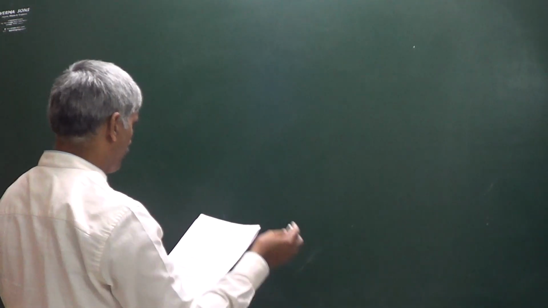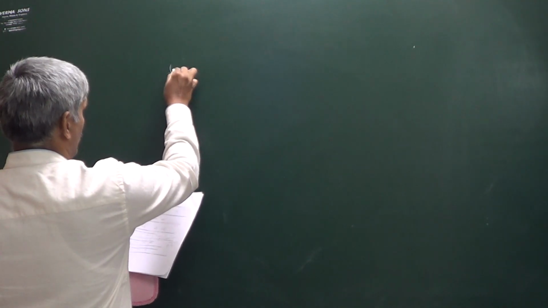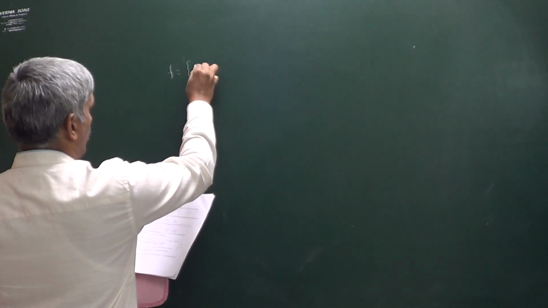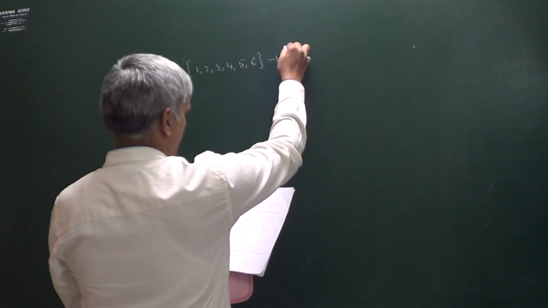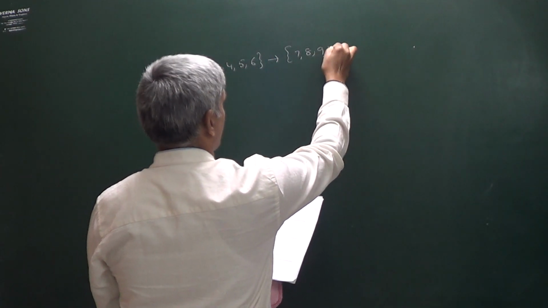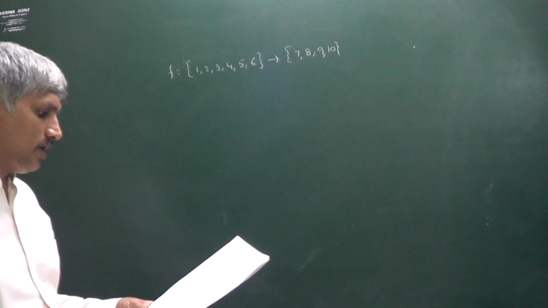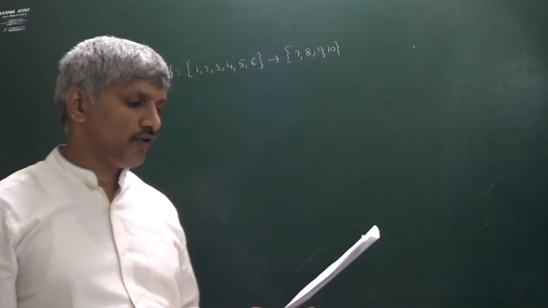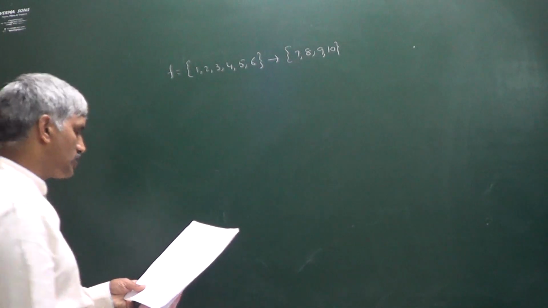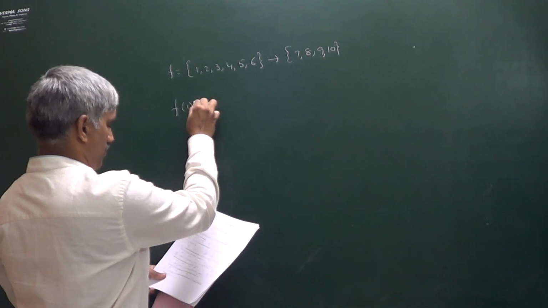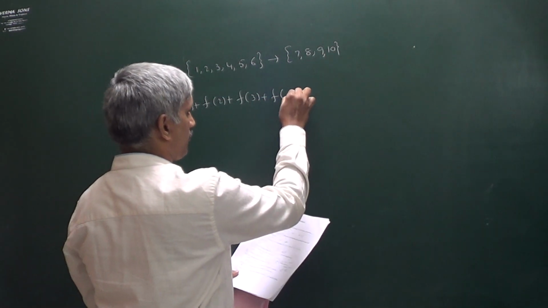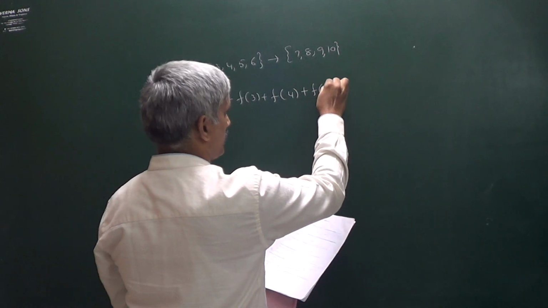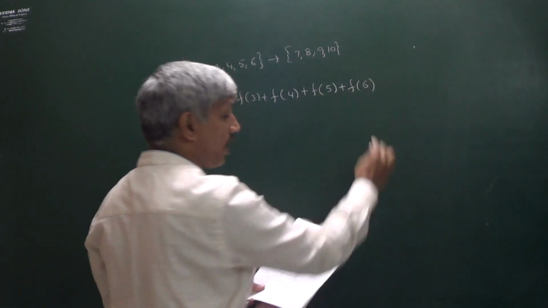So now the question is given here, one more interesting question. The question is given like this. f is a function from the set 1, 2, 3, 4, 5, 6 to the set 7, 8, 9, 10 such that the sum f of 1 plus f of 2 plus f of 3 plus f of 4 plus f of 5 plus f of 6, the functional values sum, is odd.